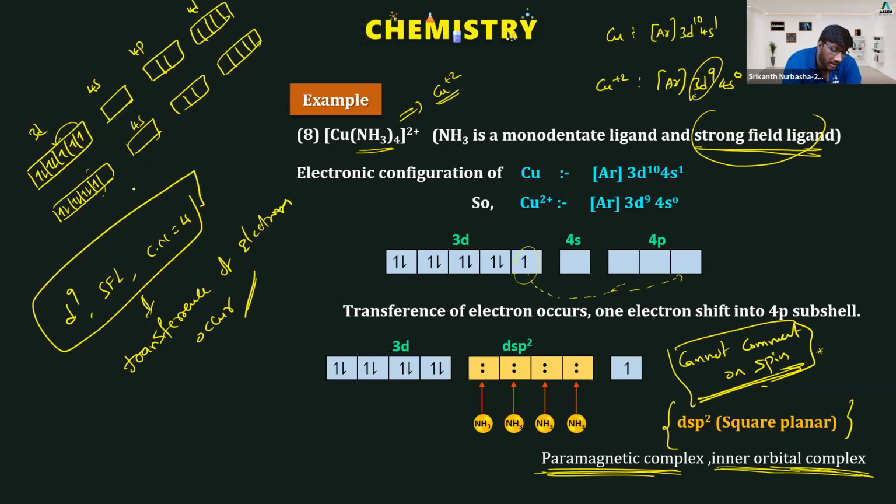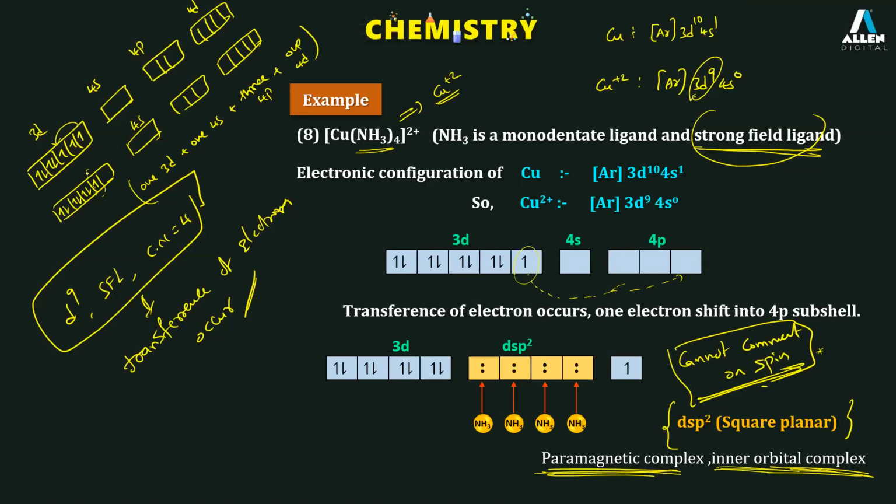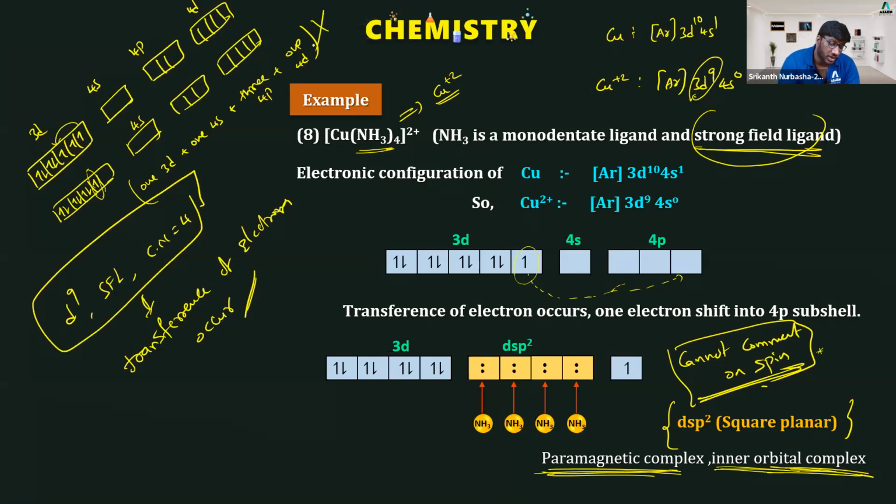I can't pair. Can I involve 1 3D plus 1 4s plus 3 4p plus 1 4d? Can I have this possibility? No, we cannot have this possibility. If you are involving d orbitals, both the d orbitals should be from the same subshell, either from the 3D or from the 4D. You cannot have one d orbital from the 3D and other from the 4D. This is not possible. Since it is also not possible, and we require 6 vacant orbitals, so what is going to happen? Since the strong field ligand is already there, this electron will be going into the 4D.